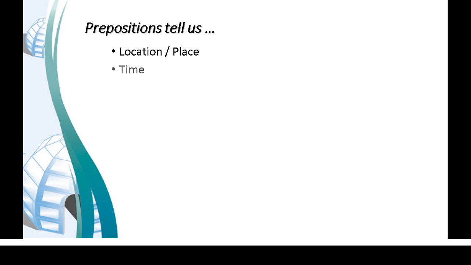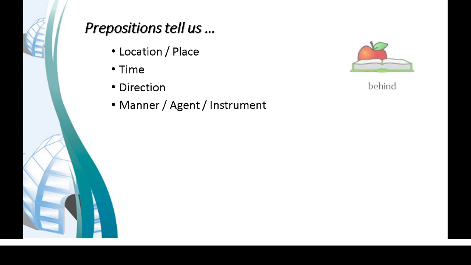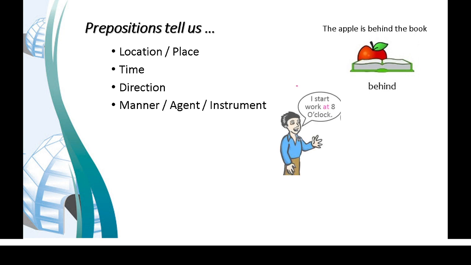And dear children, now we can see what prepositions tell us. The prepositions are used to tell us about the location, time, direction, manner, agent, and instrument. If we see the location, here you can see a picture, an apple. The apple is behind the book. So the preposition behind tells us about the location of the apple.